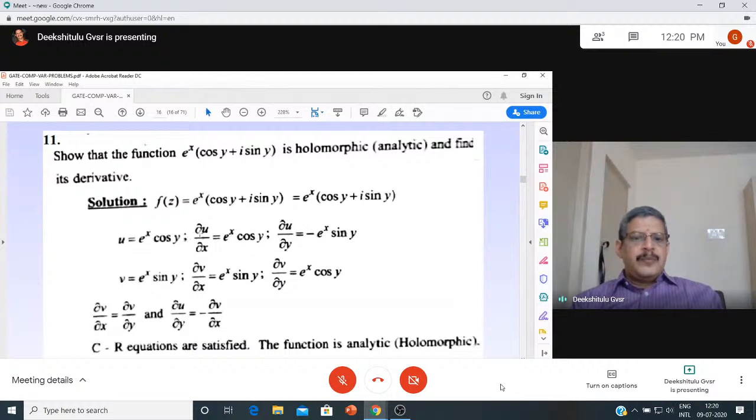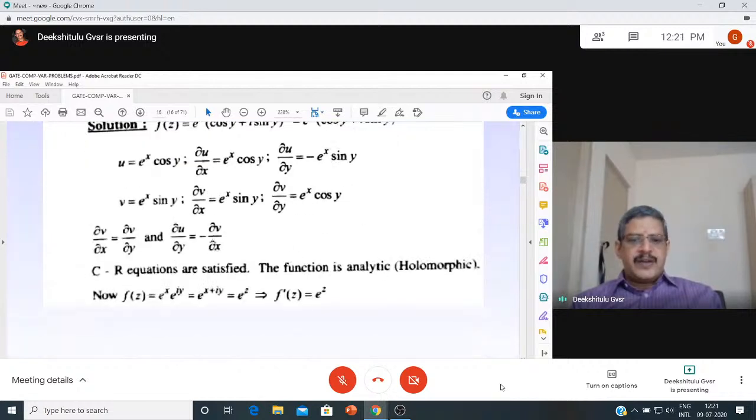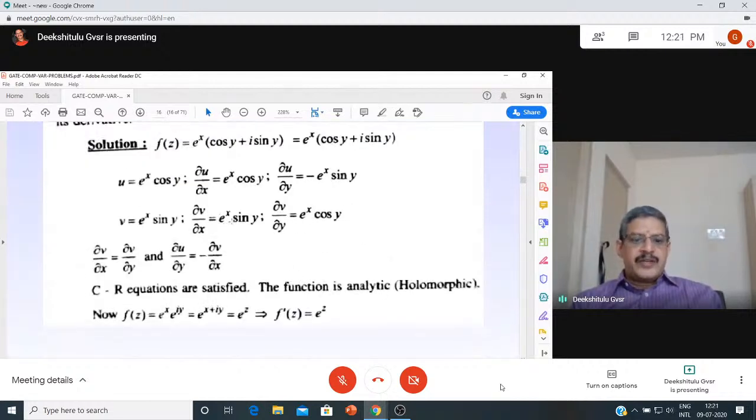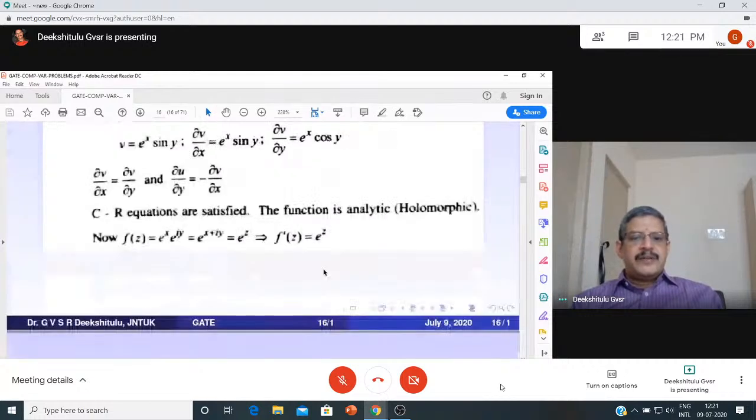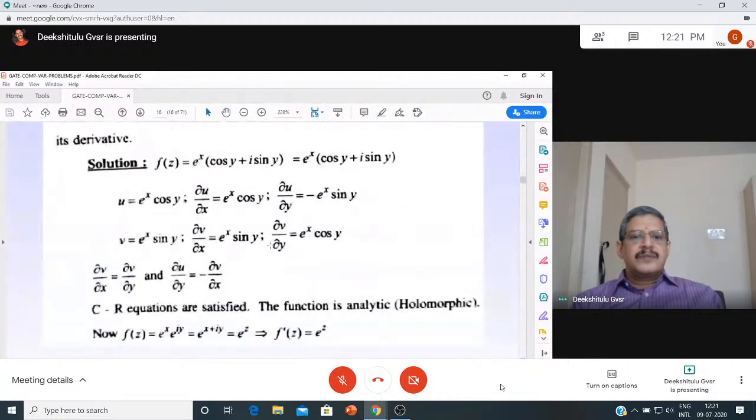So dou u by dou x is e power x cos y, dou u by dou y is e power x into minus sin y, dou v by dou x is e power x sin y, dou v by dou y is e power x cos y. Are they equal? Dou u by dou x is equal to dou v by dou y, and dou u by dou y is equal to minus dou v by dou x. Both are equal. So the CR equations are satisfied, and then continuity you have to check. e power z is equal to e power x into e power iy, so this you can write as e power x into e power iy.